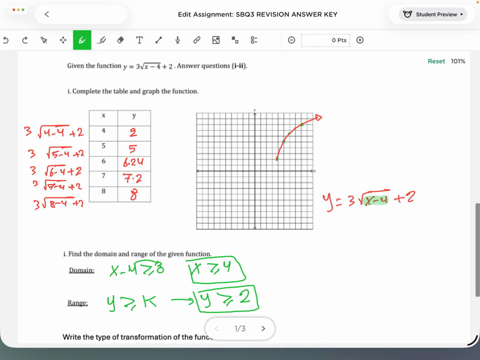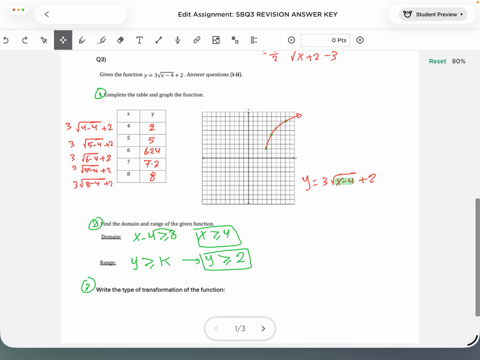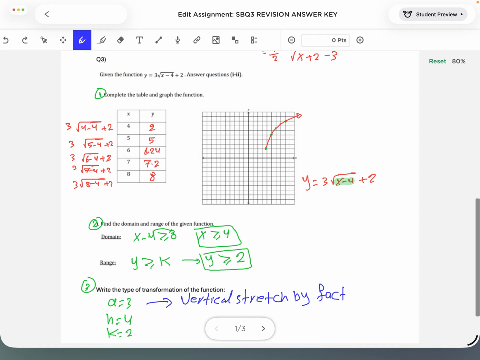This is question number 1. This is question number 2. Question number 3, the question is asking me to write the type of transformation. That means I need to know what's the value of A, H, and K. A equals 3, H equals 4, K equals 2. So what does it mean? I have a vertical stretch by a factor of 3.